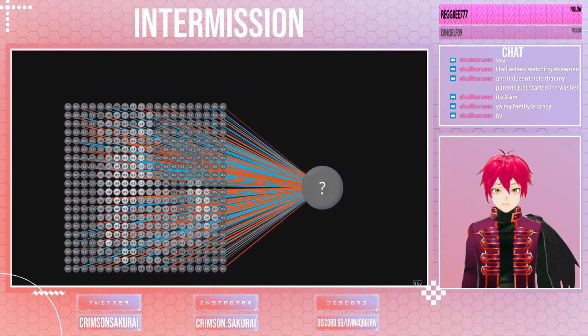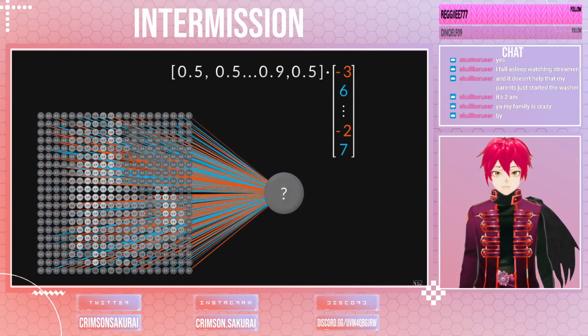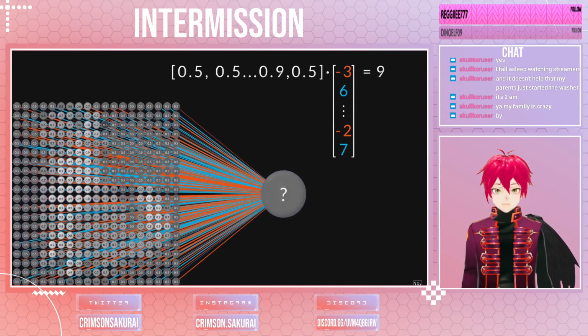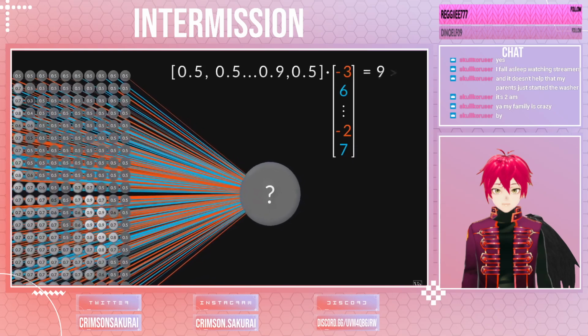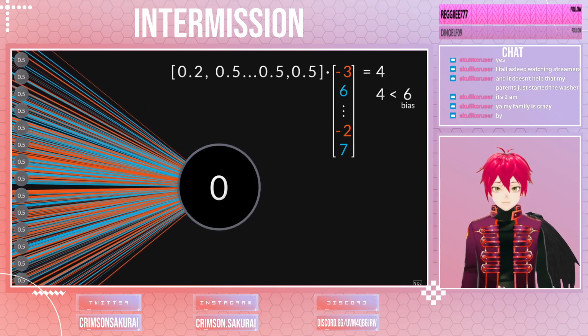So to see if the output neuron will fire, you multiply the activation of each neuron by its weight and add them together. This is essentially a vector dot product. If the answer is larger than the bias, the neuron fires, and if not, it doesn't.